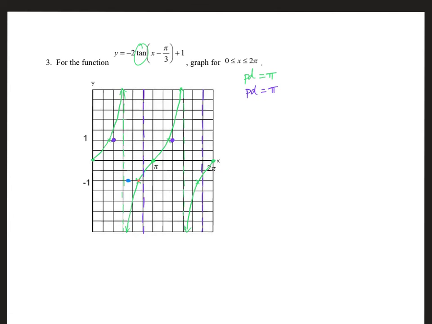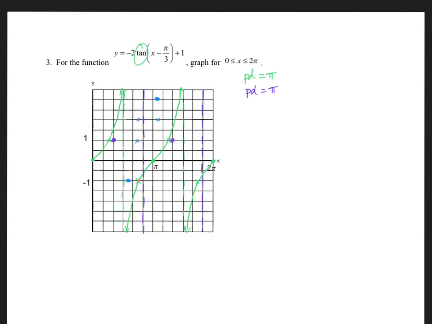Okay, now I have to reflect that in the x-axis, vertically stretch it by a factor of 2, shift it to the right pi by 3, and shift it up 1. There is my finishing position.